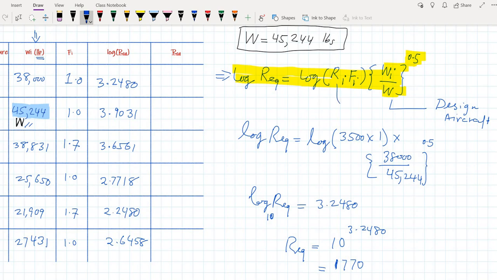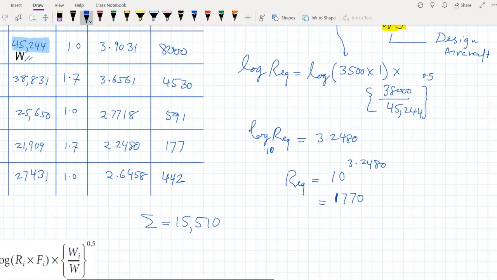Ri is 3,500, and if we put the values and solve, we should get 3.2480, and when we take the inverse log, it will be 1770. I'm not using any decimal, I'm rounding off to full digit. So this first value is going to be 1770, and let's calculate the other column. I have calculated all other values in this column. So we have got all the R equivalent values. Now let's add them. When we sum all these values in this last column, this is the total R equivalent. So now our information is complete.